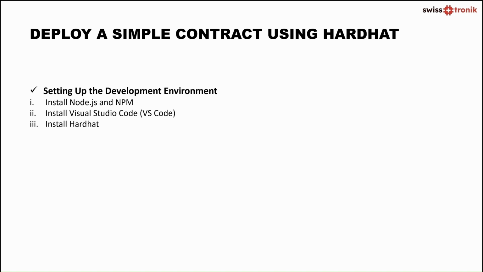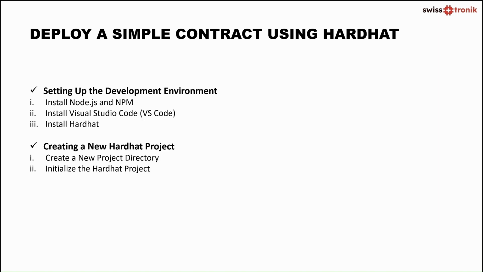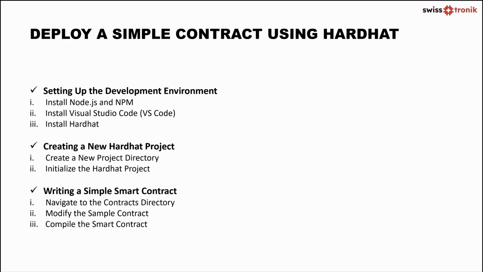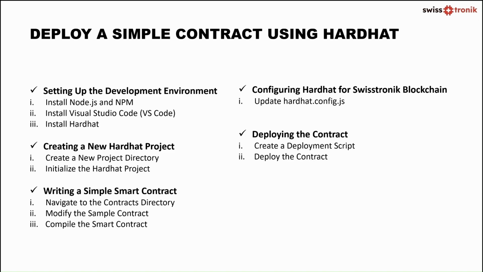We will install Node.js and NPM. Then we will install Visual Studio Code from scratch, and we will install Hardhat. After that, we will create a new Hardhat project, create a simple smart contract, and compile the smart contract as well. Next, we will configure Hardhat for the Swisstronik blockchain by updating a few lines in Hardhat.config.js. Finally, we will deploy the contract and verify the contract address on the Swisstronik blockchain explorer.